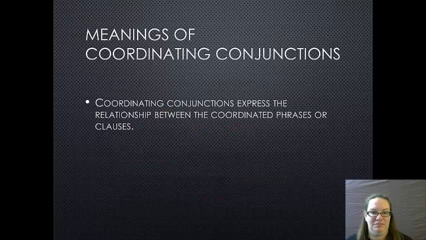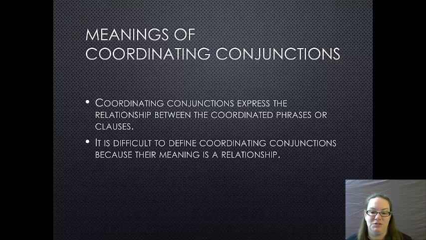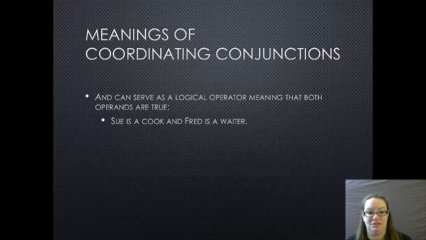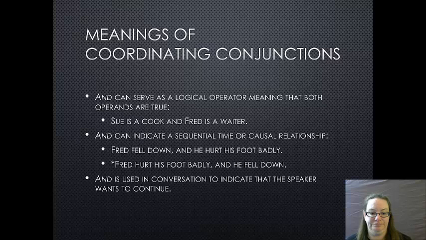Now, the coordinating conjunctions express a relationship between the two clauses. It's sometimes difficult to say what the meaning of the coordinator is by itself. We often use logical explanations or Boolean operations to explain the meaning of these clauses. So here we have some for and.